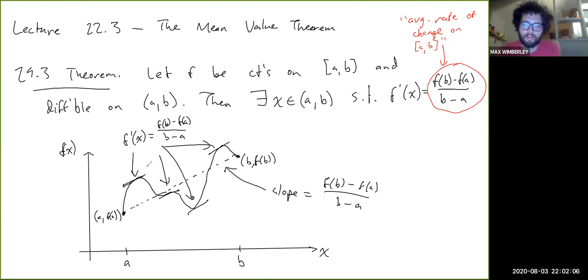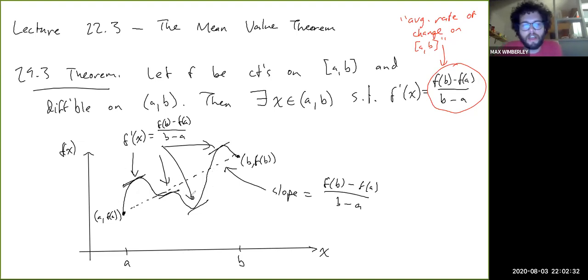Another way of thinking about it is, if there's a place where the slope is bigger than the average, then there should be a place where the slope is smaller than the average. And so somewhere in between there has to be a place where the slope is equal to the average. But another way of seeing it is, if you tilt your head a little bit, it actually looks almost exactly like the picture I drew for Rolle's theorem, right?